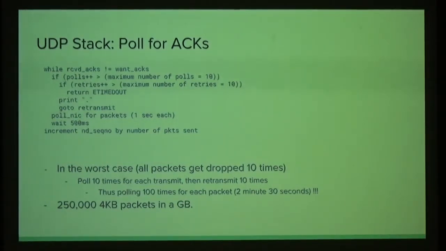But in the worst case, which is all packets get dropped 10 times, you poll 10 times for each transmit, and then retransmit 10 times. So you poll 100 times for each packet. That's 2 minutes and 30 seconds for one packet. If you're dumping a gigabyte, this takes like 2 days, something like that. And we have a terabyte. I didn't calculate that. Terabyte of RAM. So forever. So just don't even mess with it. You gotta fix this.